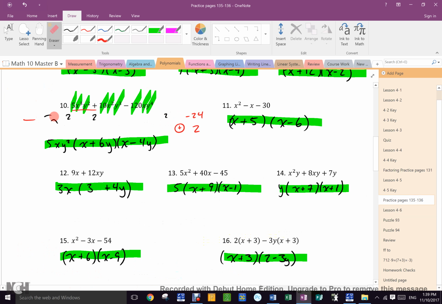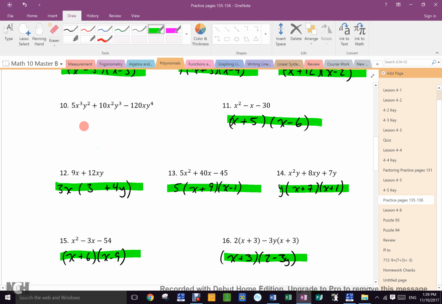So, I'm going to erase it all so we can go over it step by step. What is the GCF there? 5 goes into all of it, 1 single x and 2 y's. 5xy squared times x squared plus 2xy minus 24y squared.